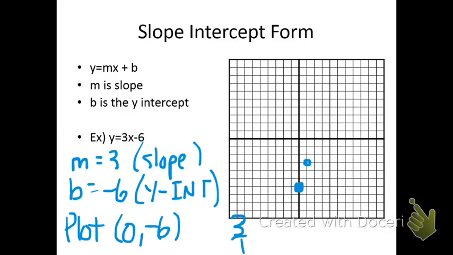What can I do between those 2 points then? The last step was to draw a line through them. And there is my line of y equals 3x minus 6, graphed right there. Got to pause, rewind, go ahead, look at it again.